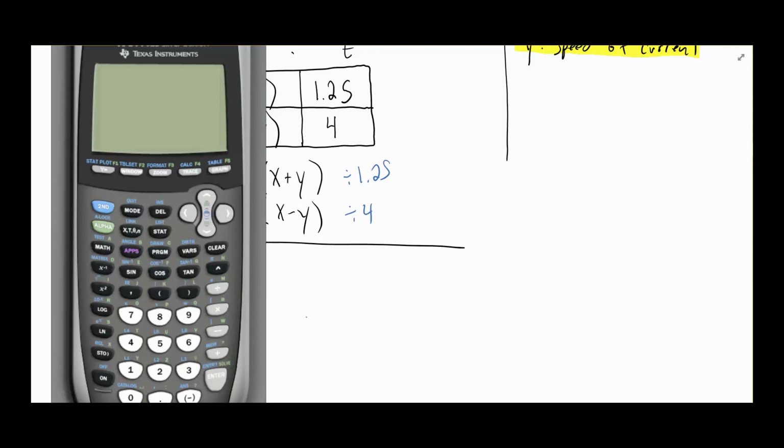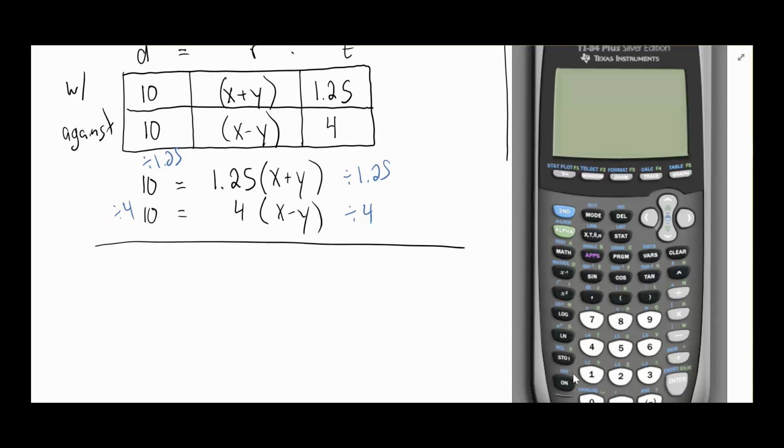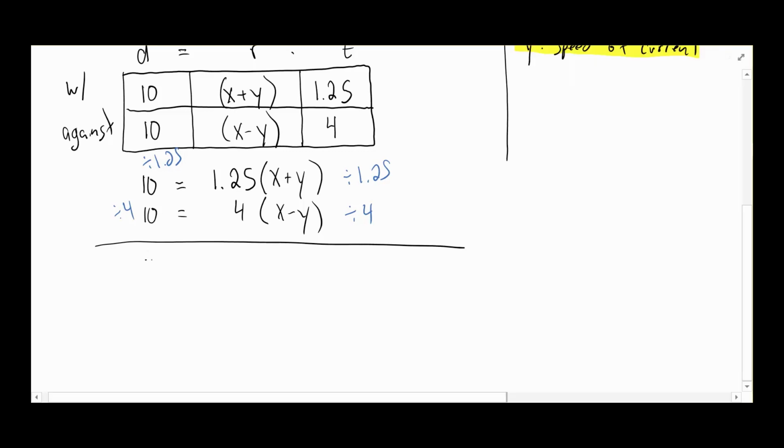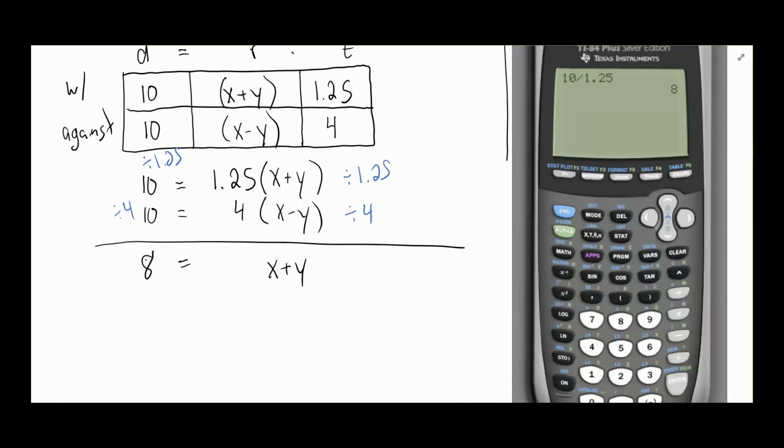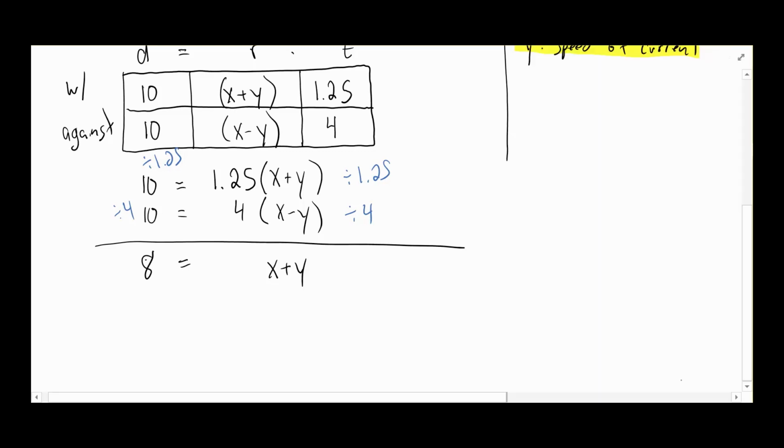In doing so, let me get my calculator out just to make sure. Pretty sure I can do these ones in my head, but I don't like to make mistakes, especially when I'm recording a video. So we're going to go ahead and do 10 divided by 1.25. And that gets us 8 for this guy. We're left with the x plus y. Now for the divide by 4 piece, we have 10 divided by 4 gets us 2.5. And that leaves us with just the x minus y.